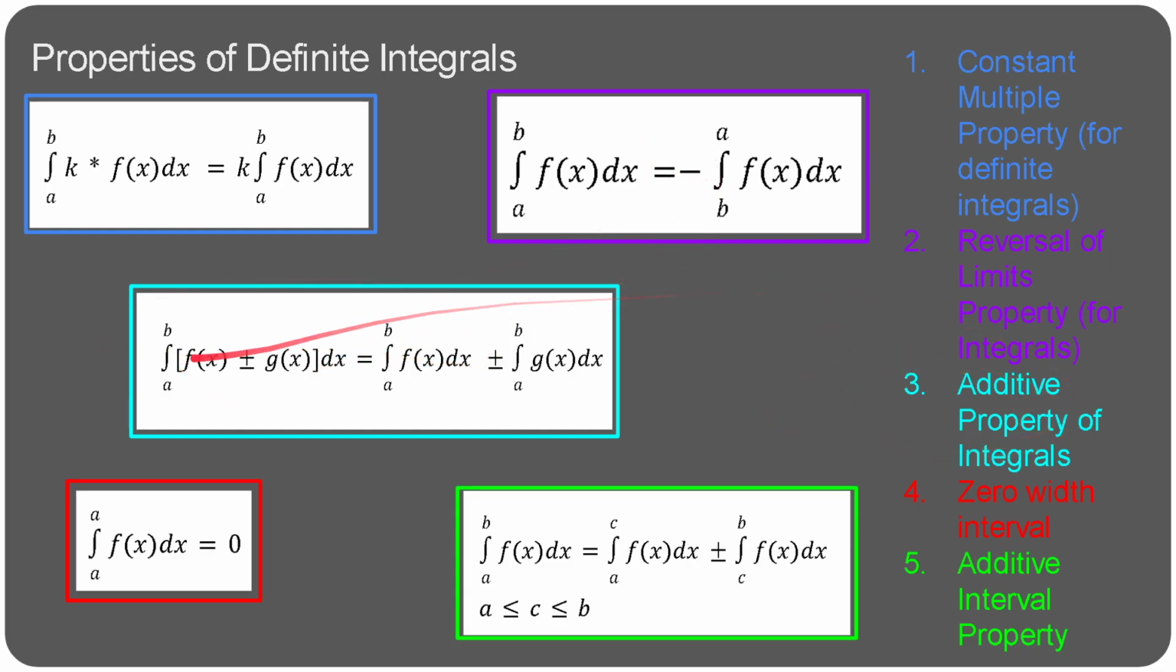This cyan is called the additive property of integrals. Once again, pretty simple. If you have two different functions that you're integrating, you can just split those integrals up. You don't have to integrate them both at the same time if they're just being added or subtracted.